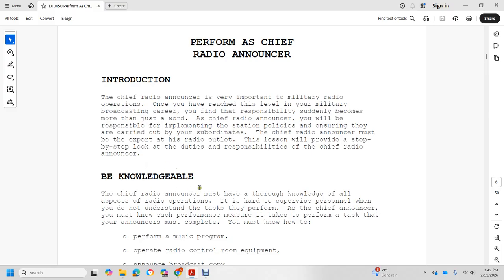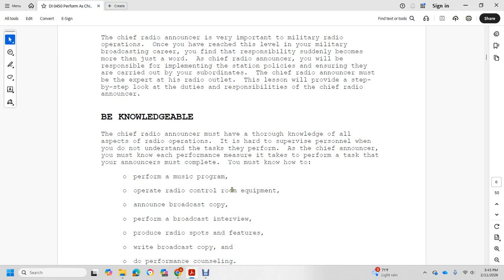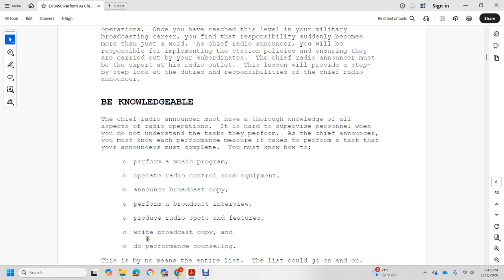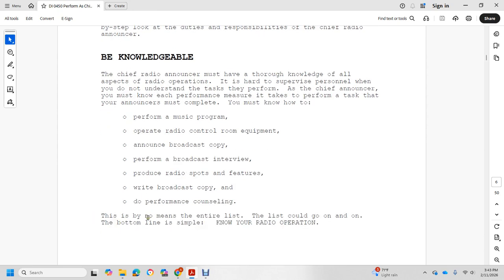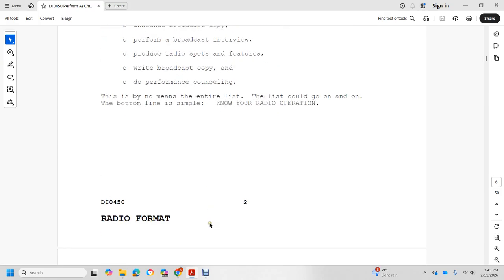Being knowledgeable: the chief radio announcer must have thorough knowledge of all aspects of the radio operation. It's hard to supervise personnel when you don't understand the tasks that they perform. As a chief announcer, you must know what each performance measure takes to perform a task that your announcer must complete. You must know how to perform a music program, operate radio control room equipment, announce broadcast copy, perform a broadcast interview, produce radio spots and features, write broadcast copy, and do performance counseling. This is by no means the entire list. The list could go on and on. The bottom line is simple: know your radio operation.